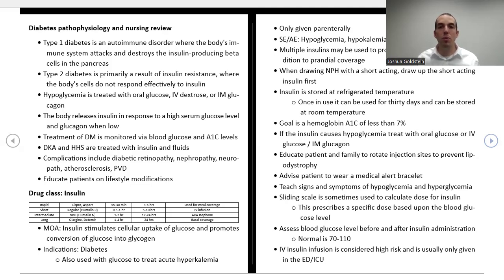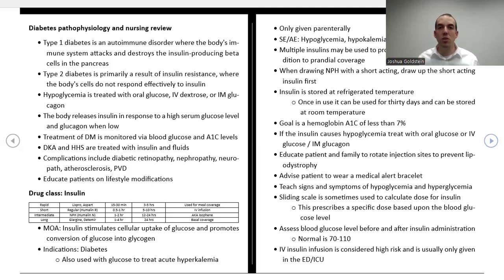Insulin is always stored at refrigerated temperature. Everyone knows that. However, once you open it and you're going to be using it, you can keep it at room temperature for up to 30 days, and then it must be thrown away after 30 days. Remember, we said when we're monitoring treatment, this is different than diagnosis, but when we're monitoring treatment, we want to target that A1C getting it below 7, and then we can give that patient a thumbs up that they're doing well.